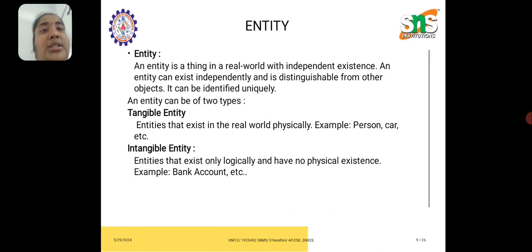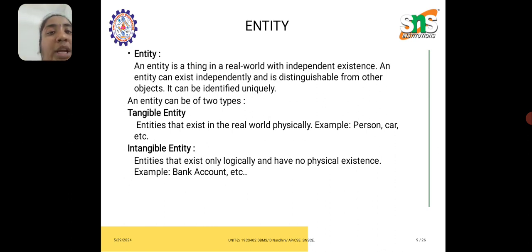Next one, what is an entity? An entity is a thing in the real world that exists independently, can be distinguished from other objects, and can be identified uniquely. So an entity is nothing but something used to identify a unique thing. Entities can be of two types: a tangible entity and an intangible entity.